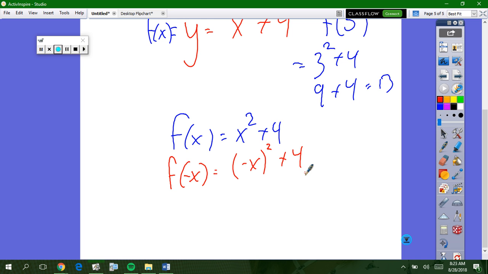Is everybody there with me? What is negative x squared? Negative x squared. Doesn't it come back to x squared plus 4? Does it come back to its original function? It does. So therefore, it is even. It's an even function. Okay?